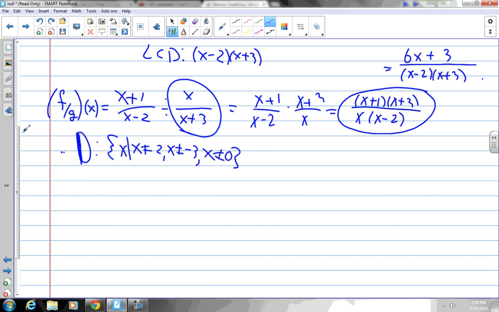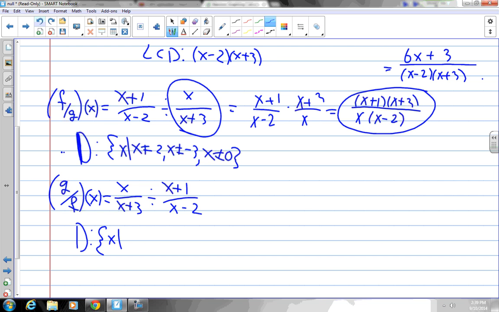Okay. Let's flip them. Let's do g over f. So it's kind of answering your question. I can flip it. The idea stays the same. I'm just replacing: it's x/(x plus 3) divided by (x plus 1)/(x minus 2). Again, without doing any work, I can answer the domain question. Because the domain, again, I'm starting with that intersection. Everything but 2, everything but negative 3. And then I have to make sure that my denominator function is not 0, which is f. F is my denominator function, this guy right here.